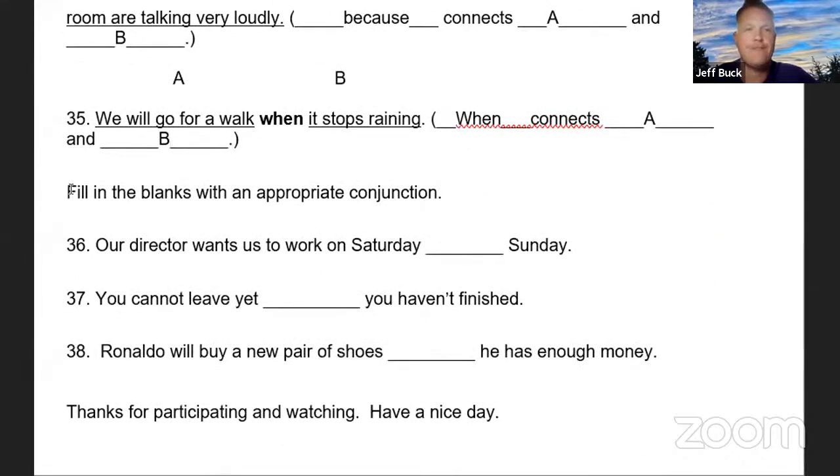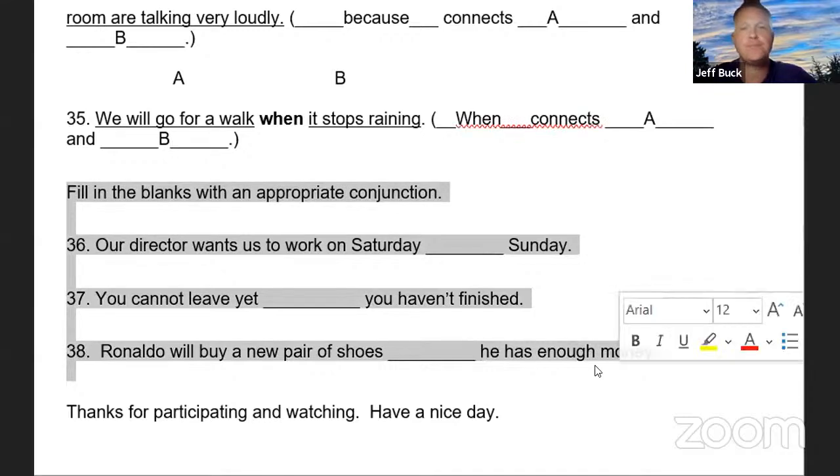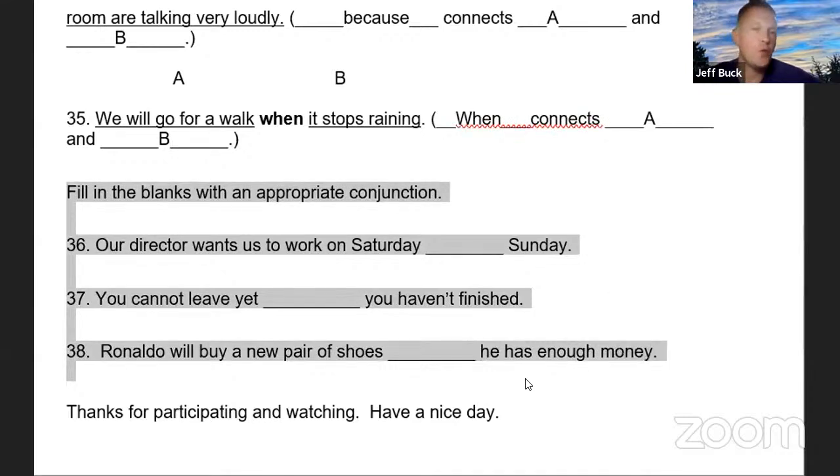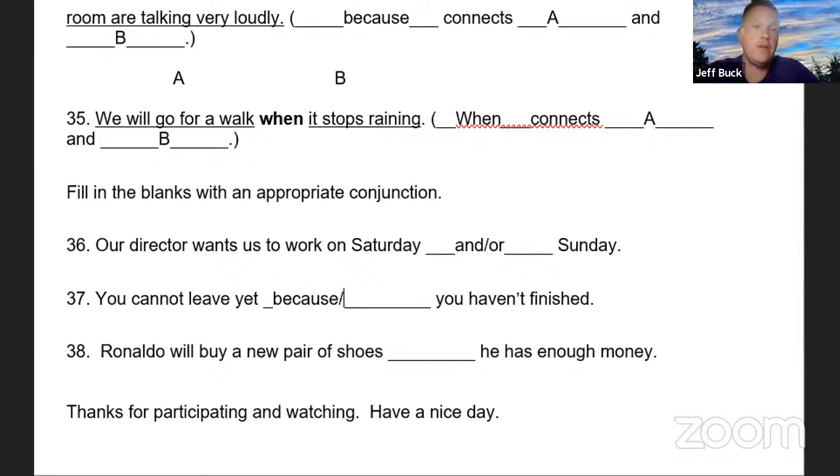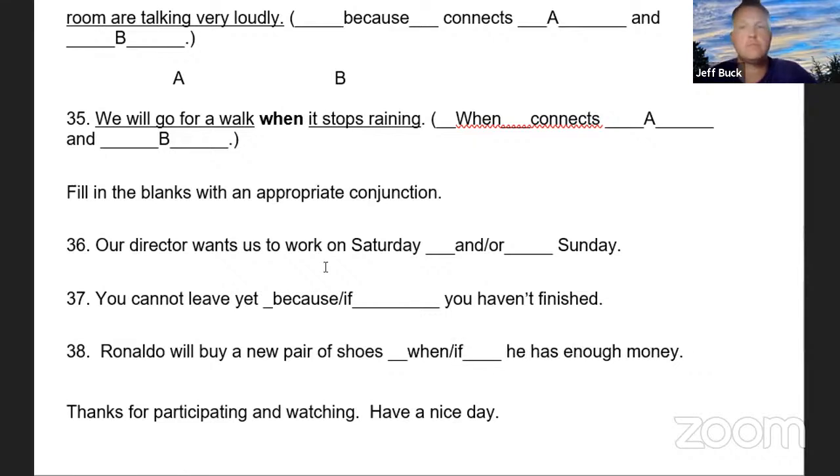And finally, fill in the blanks with an appropriate conjunction for 36, 37, and 38. All right, here we go. Our director wants us to work on Saturday and Sunday, or Sunday. 37, you cannot leave because you haven't finished, or if you haven't finished. And 38, Ronaldo will buy a new pair of shoes when he has enough money, or if he has enough money.